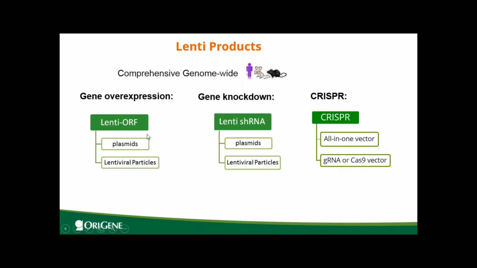For the lenti-ORF and lenti-shRNA, the products are offered in 2 formats. Either the lenti-plasmid, of course, with the ORF already cloned, shRNA already cloned. You can make the virus in your own lab. Another format, you can get the lenti particle directly. It's ready to use, directly added to your cells.